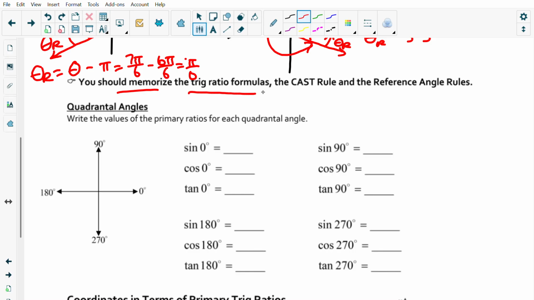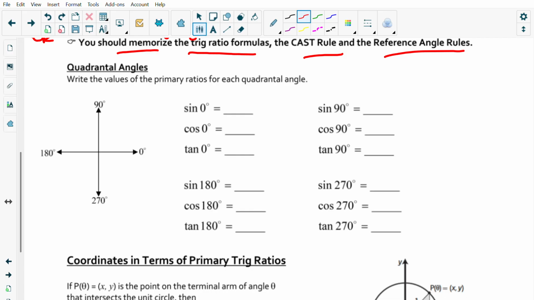You should memorize the trig ratio formulas, the CAST rule, and the reference angle rules. Very important when we do this. At this point in Math 30-1, it needs to be fluent.